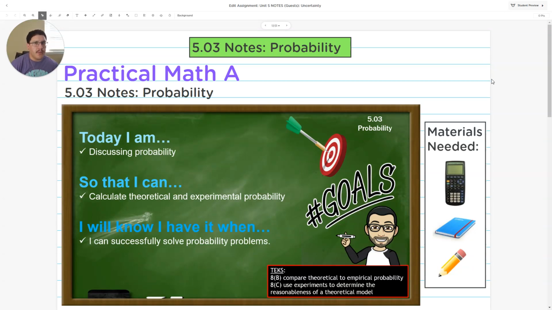This is section 5.03 of Unit 5 Notes, Probability. Today I am, as in you are the student, discussing probability so that I can calculate theoretical and experimental probability. I will know I have when I can successfully solve probability problems. The specific text we're looking at for today's lesson is 8b.